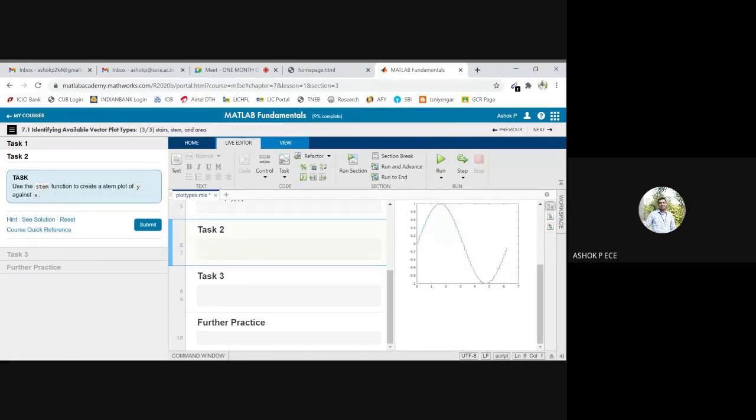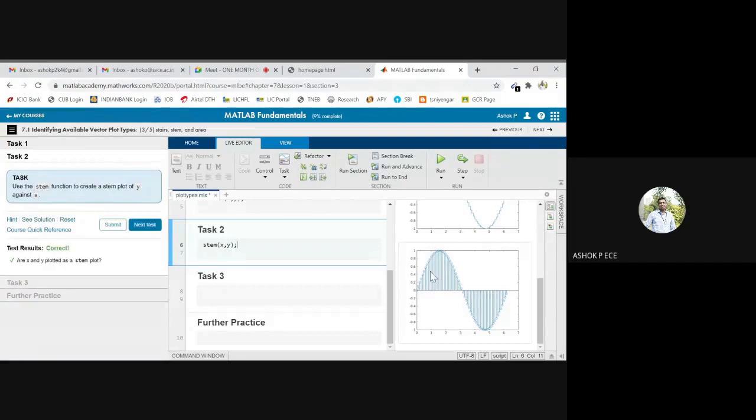And now I'm going to use the stem function to plot x versus y. So stem of x comma y. And you know how the graph should be. You will have the signal only at distinct instances of time. So if I run this, if I give submit here, you will get the answer.